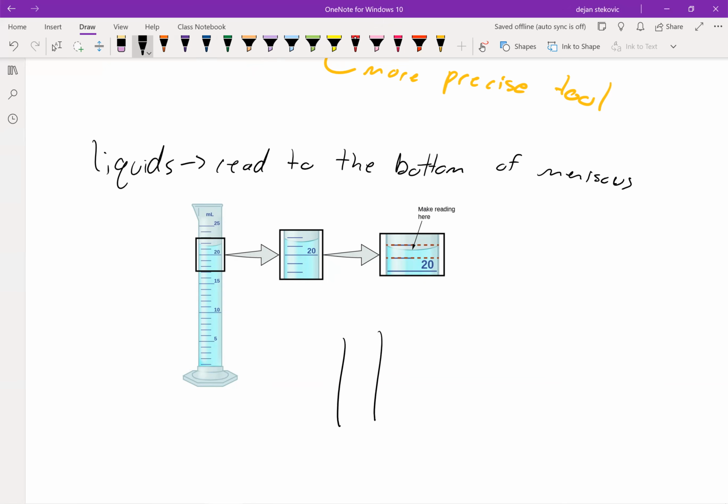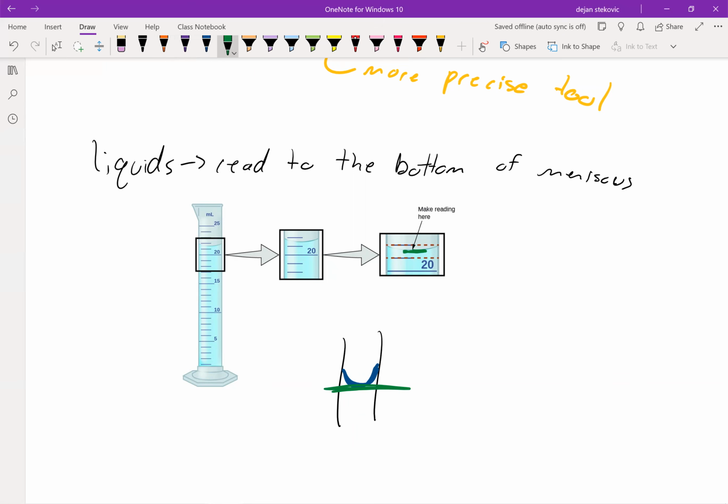So if you had some graduated cylinder and you put some water in there, it's going to form this kind of thing, a meniscus, where it kind of climbs up the sides of the wall. Where you want to make your measurement is right at the bottom of the meniscus. So for example, right here is your measurement right there.